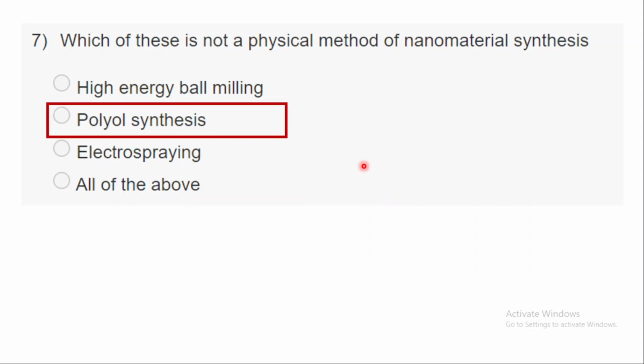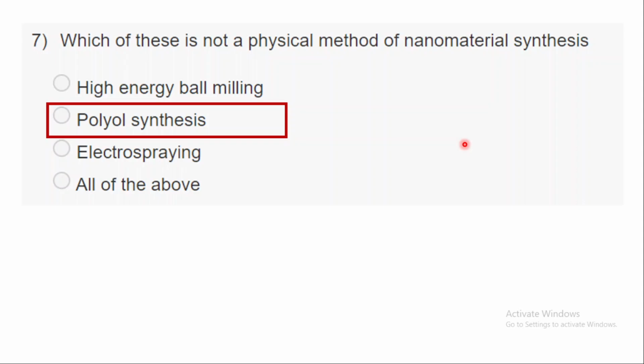You guys are absolutely correct. The answer is polyol synthesis. Polyol synthesis is not a physical method of nanomaterial synthesis, right? While high energy ball milling, electrospraying are all forms of physical method of nanomaterial synthesis. Let's deal with them in detail. Okay, sorry.